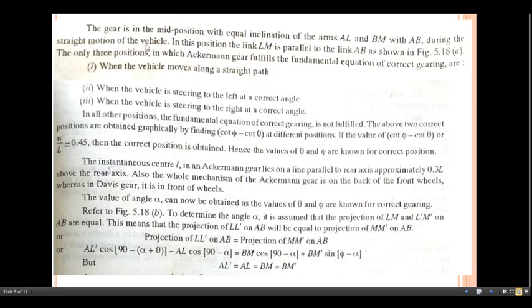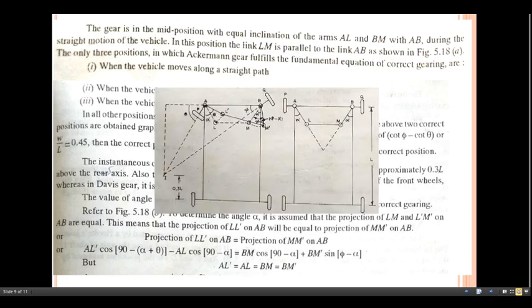The gear is in the mid position with equal inclination of the arms AL and BM with AB. During the straight motion of the vehicle, in this position, LM is parallel to the link AB. There are only three positions in which the Ackermann gear fulfills the fundamental equation of correct gearing. These positions are when the vehicle moves along a straight path, and when the vehicle takes a turn towards the left side or towards the right side.